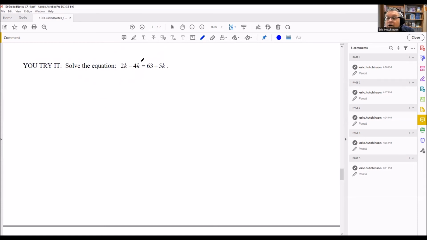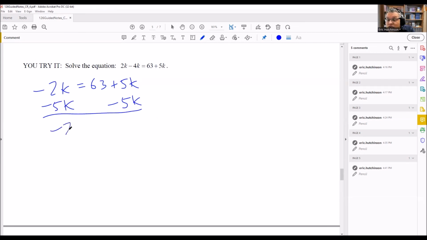All right, 2 minus 4. We're going to simplify this first. 2 minus 4 gives you negative 2k. And now just write out the rest of it. Okay, so that's the first step. I want to get all the k's on one side of the equation, so I'm going to leave this negative 2k on the left-hand side. I want to subtract 5k from both sides. Negative 2 minus 5 is negative 7k.